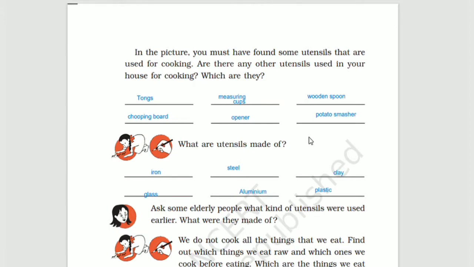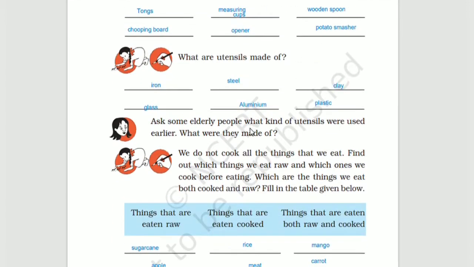For cutting we use a chopping board. Then the wooden spoon is also used to mix substances. And the potato smasher, what is it used for? The potato smasher is used to smash potatoes into small pieces. What are utensils made up of?